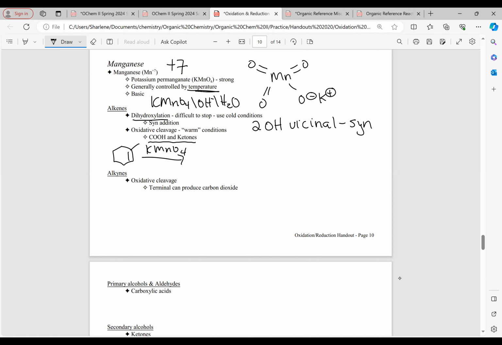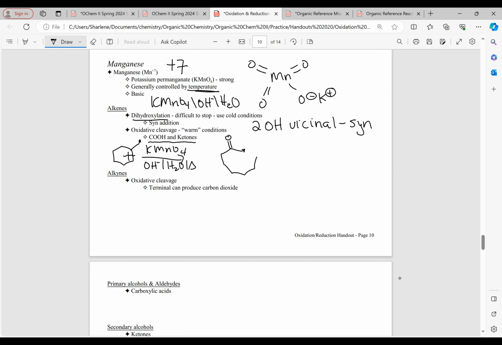Remember, you can't stop at the aldehyde stage. When the hydroxide, H2O, and a little heat are added, we're going to cleave right there. And 1, 2, 3, 4, 5, 6. And this one, that one is that one.